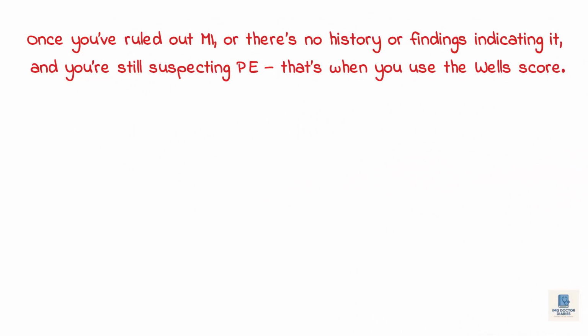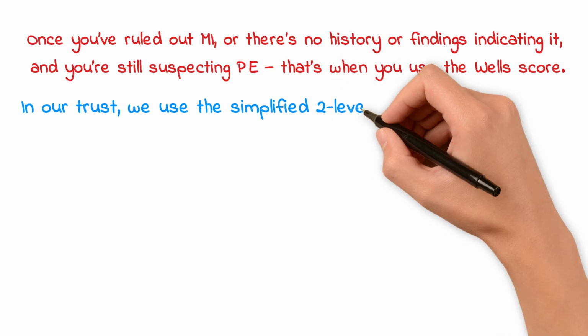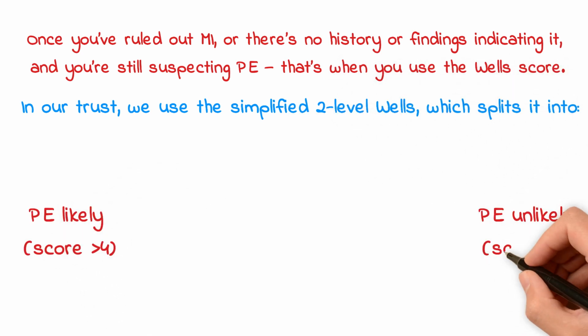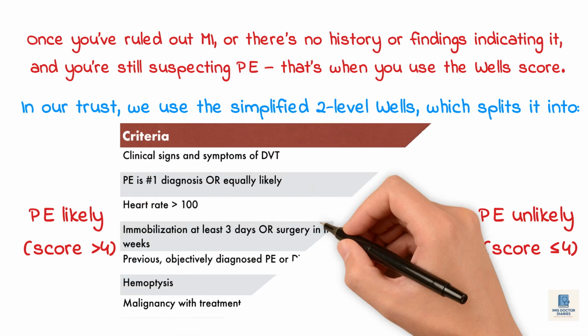In our trust, we use the simplified 2-level Wells, which splits into PE likely, score more than 4, and PE unlikely, score less than or equal to 4. So what actually gives you points?